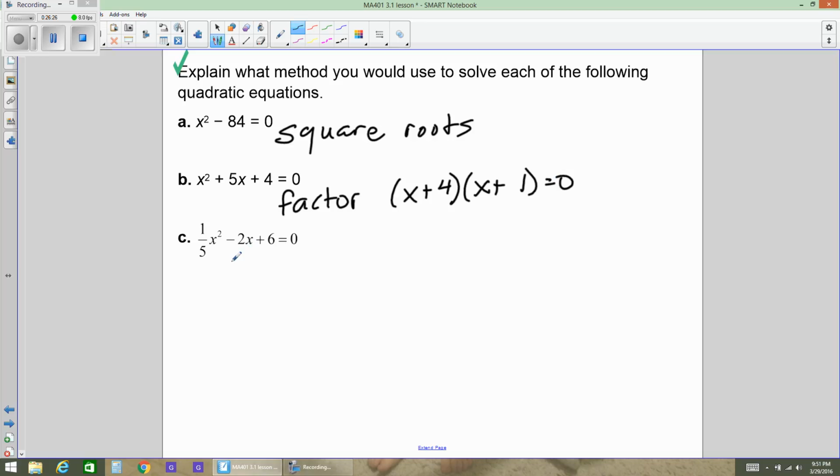Now on letter C, this one is totally graphing because 1/5 x squared, I have no idea. That 1/5 fraction throws me completely off. So on letter B, you could graph if you really wanted to, but like I showed you, factoring was faster. I already know x equals -4 and x equals -1. On letter C, where we get a little crazy with the 1/5, nobody wants to play with that fraction. We're going to grab our calculator. All right, do some practice work.